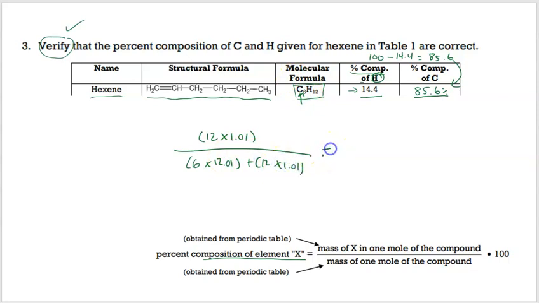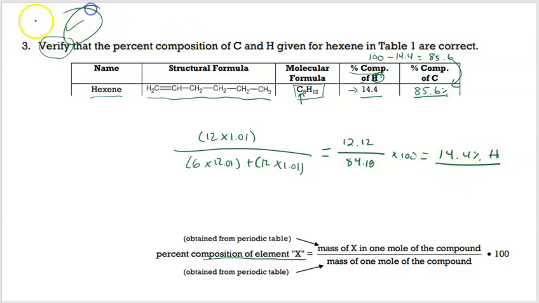When I simplify that expression down, I should get 72, no, excuse me, I should get 12.12 over a combined mass of 84.18. Then we'll multiply that by 100, and I should get something pretty darn close to 14.4% hydrogen. Verified. Check.